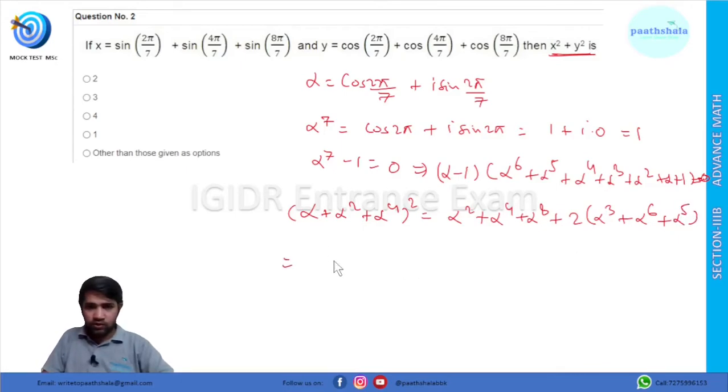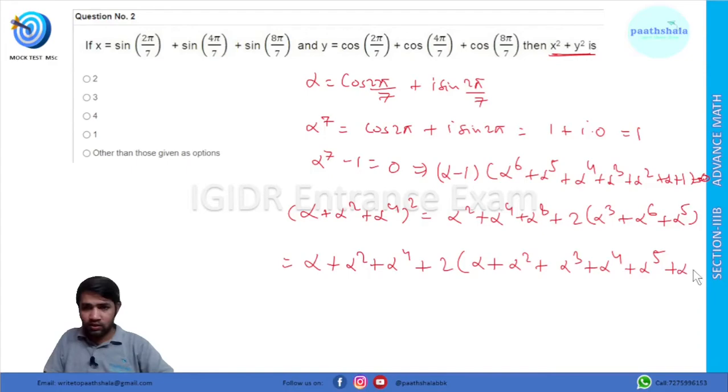I am going to do some arrangement. Here alpha square and alpha power 4 remain the same, but alpha power 8 will come out to be alpha, because this gives cos 16 pi by 7 plus i sin 16 pi by 7, which is ultimately 2 pi plus 2 pi by 7, so it comes out to be alpha. So alpha plus alpha square plus alpha power 4. Now here I am going to add alpha plus alpha square plus alpha power 3 plus alpha power 4 plus alpha power 5 plus alpha power 6.